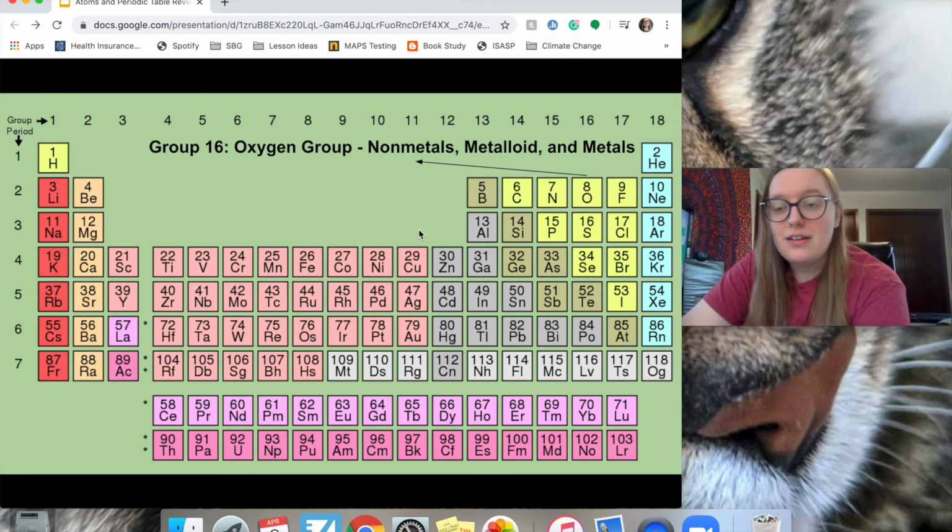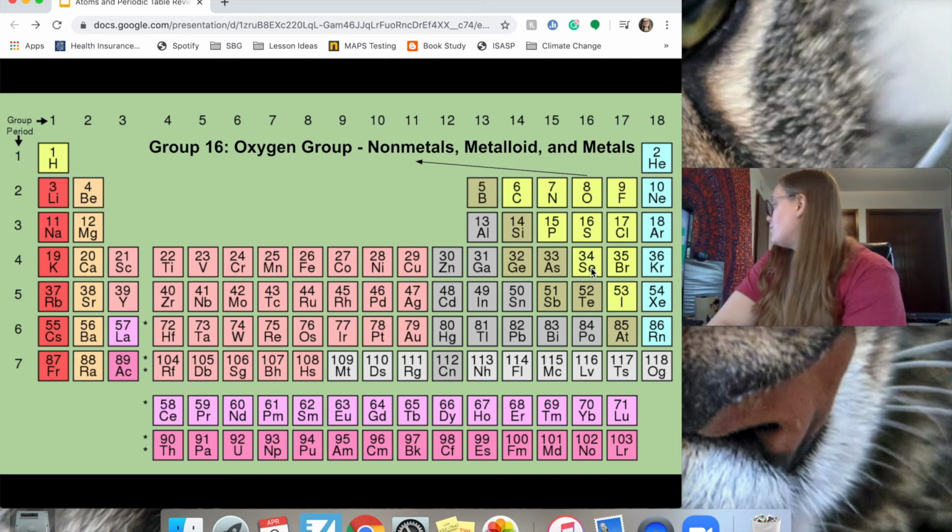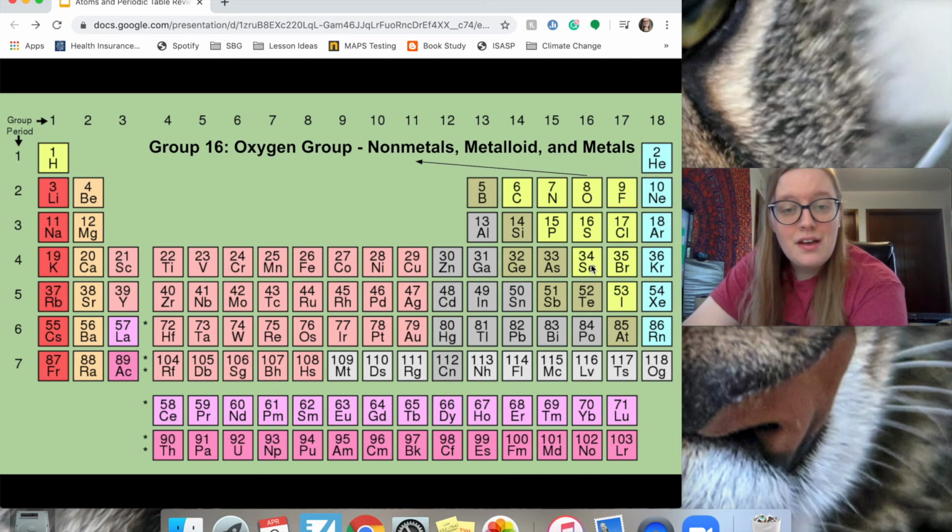Group 16 is our oxygen group. So oxygen down to selenium are our nonmetals. We have tellurium, which is our metalloid. And then polonium and livermorium are our metals.